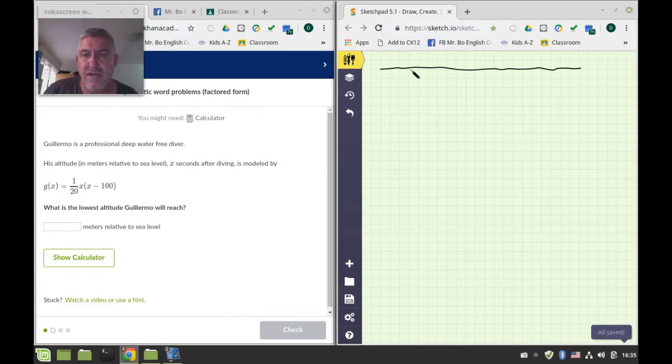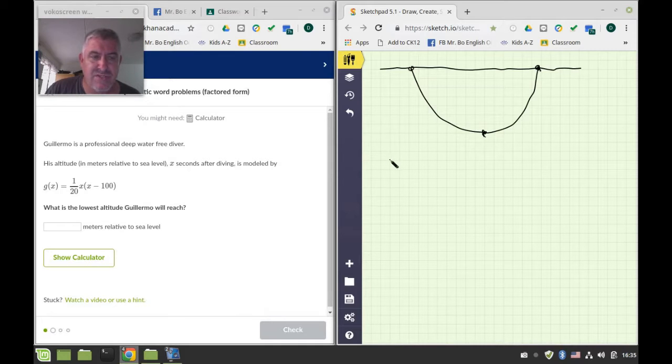Here's our water, and Guillermo is a diver, so Guillermo is going to dive down and then come back up. So he could ask us lots of things, like what time does he come up, or how deep is it? And this is the question it's asking, is how deep is it? So it wants to know our vertex. So we have to solve for the vertex. Okay? And we did that before in some other videos.